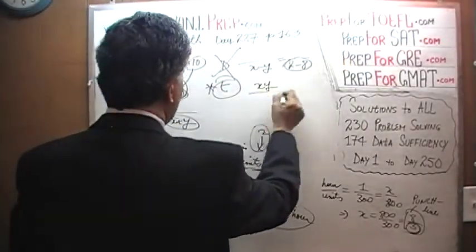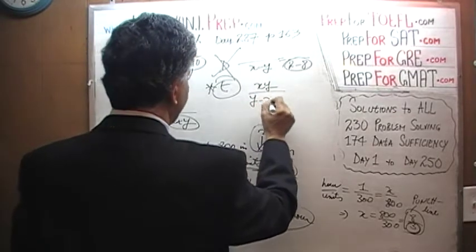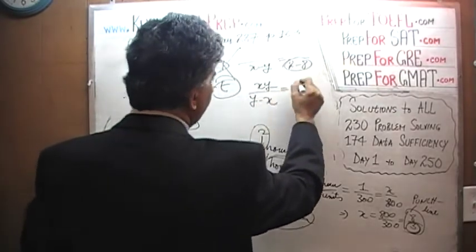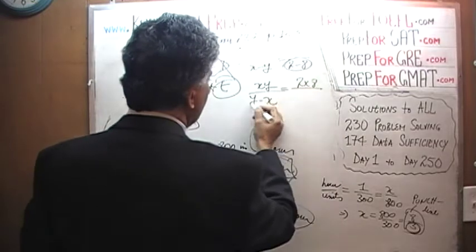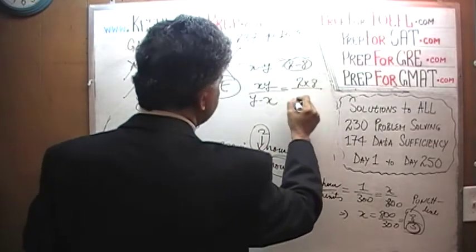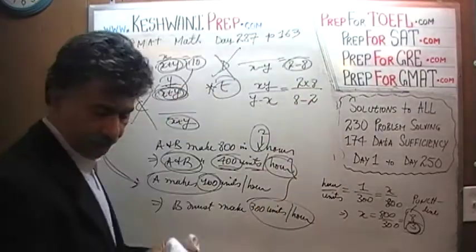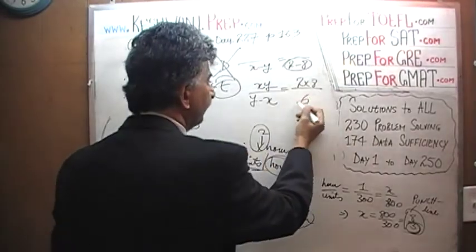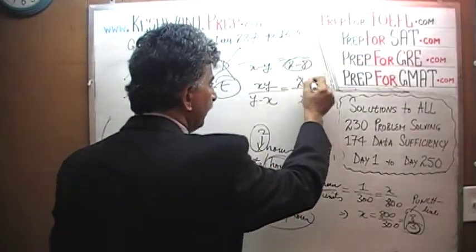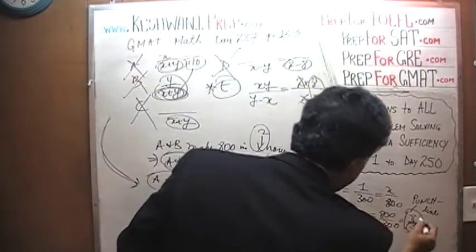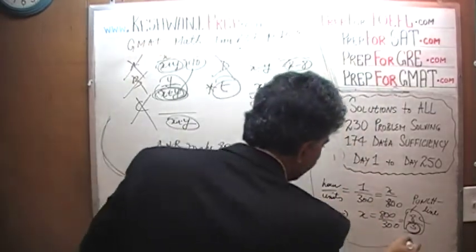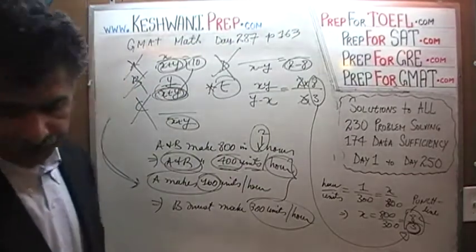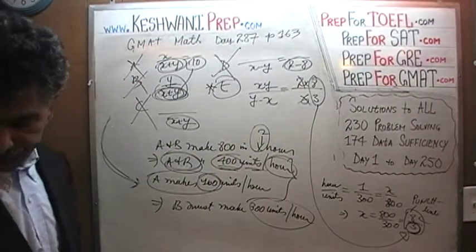X times Y over Y minus X. X times Y is 2 times 8 over Y minus X, which is 8 minus 2, and 8 minus 2 is 6. That cancels out with 3, and we end up with 8 over 3, just like here. 8 over 3. That's our answer. Do you understand? That's all.